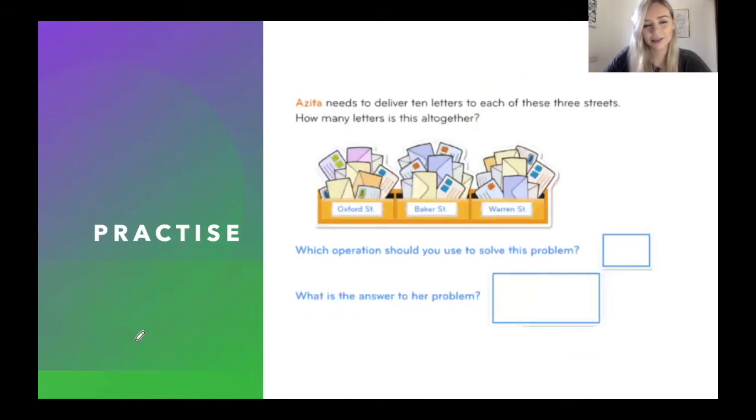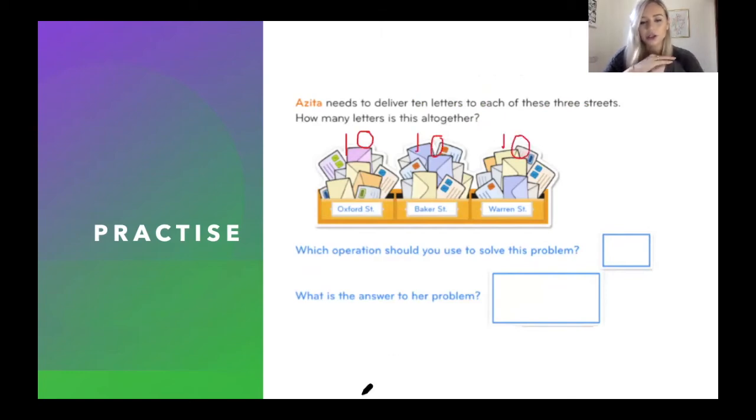The next question says, Azita needs to deliver 10 letters to each of these streets. Now we have looked at this question before, so I'm hoping that we can use a different operation to solve this. How many letters in this altogether? So we know that each of these streets is going to get 10 letters each. I'll write that up.